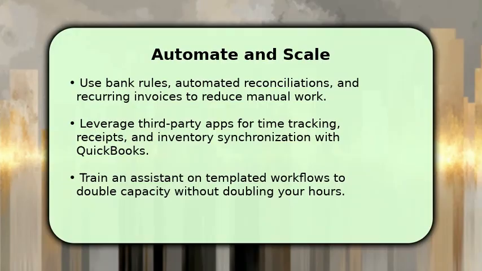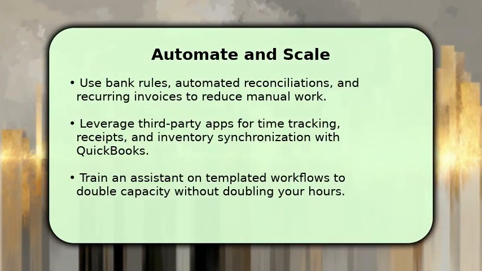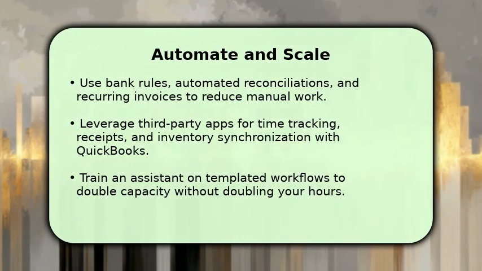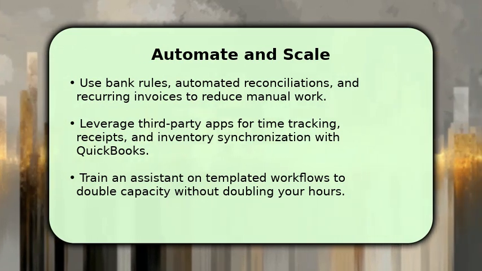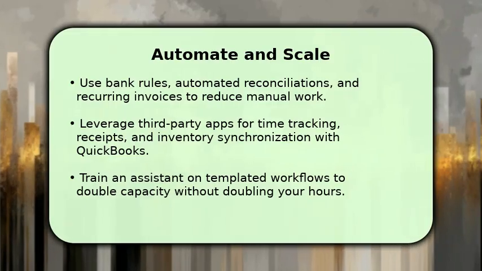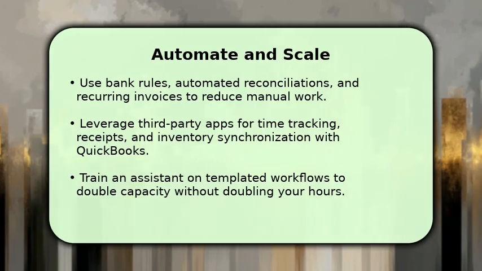Automation is the lever that turns hours into scalable income streams. Set bank rules and recurring entries in QuickBooks to eliminate repetitive tasks and reduce errors. Integrate apps for receipts, payroll, and inventory so data flows automatically and clients get faster reports.